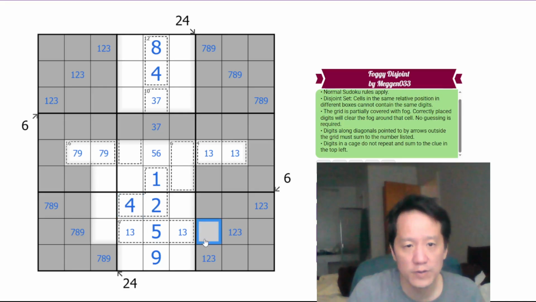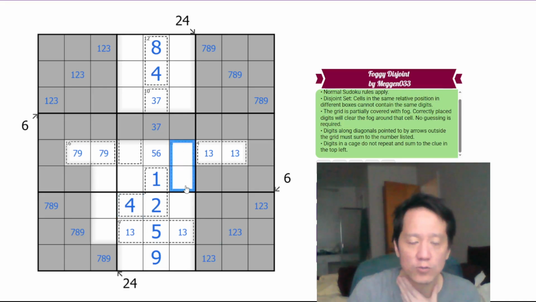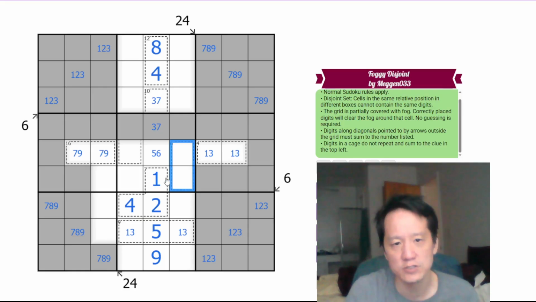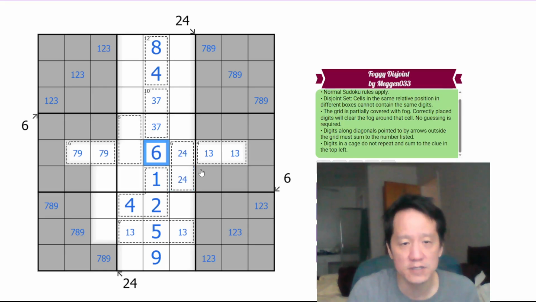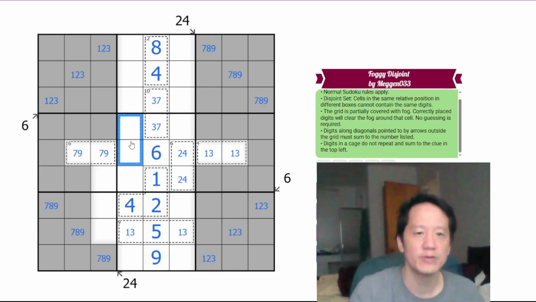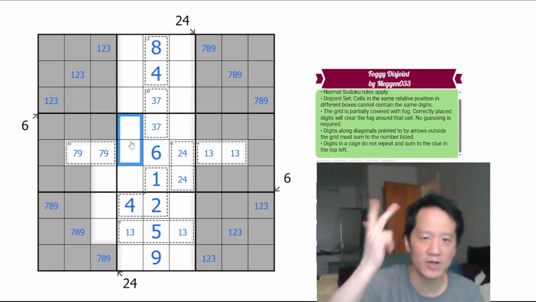So this is 4. We have a cage here, which adds up to 6, and it only has 2 digits, so it can only be 2 and 4 because 1 is not allowed in that box. So this is a 2, 4 pair. This cannot be 5 anymore. It is a 6. These 2 digits add up to 8. It cannot be 1, 7 or 2, 6. It must be 3 and 5.